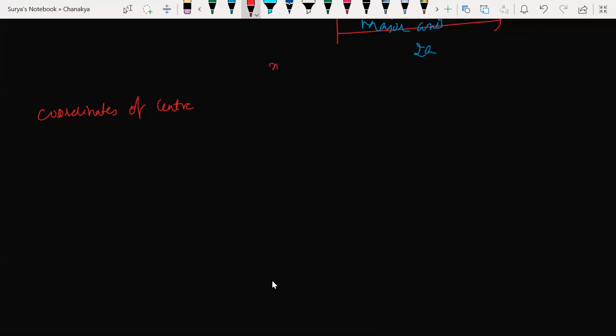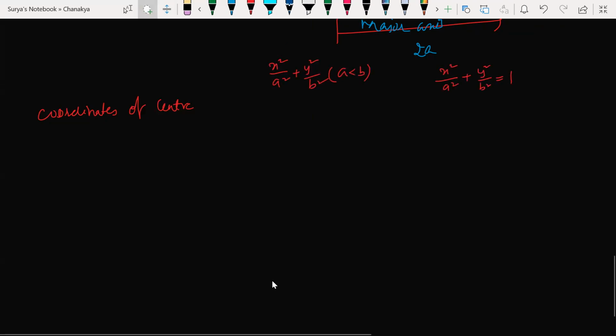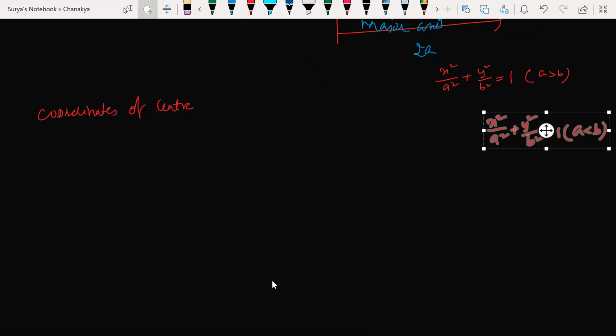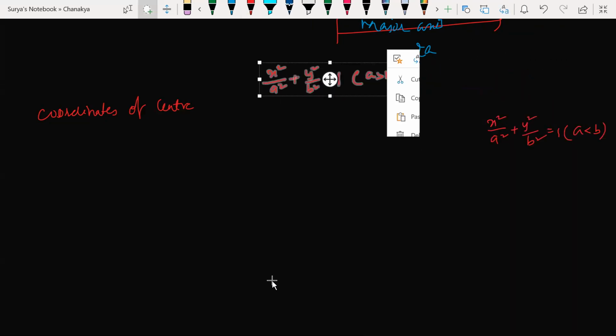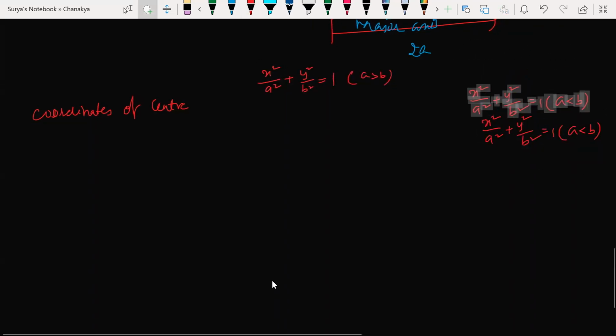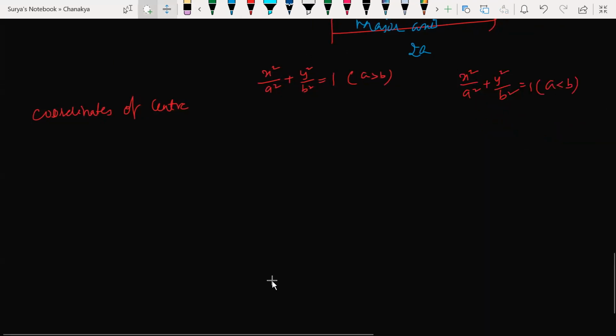Okay, so here x square by a square plus y square by b square, this is my condition for the horizontal ellipse. x square by a square plus y square by b square is equal to 1. In fact, I forgot the 1 here, it is equal to 1. Here a is greater than b. Write this here: this one is horizontal and this one is vertical. Horizontal and vertical.